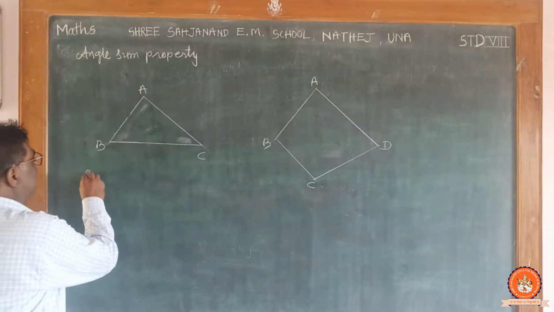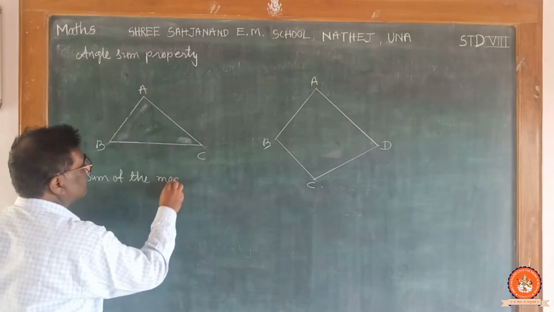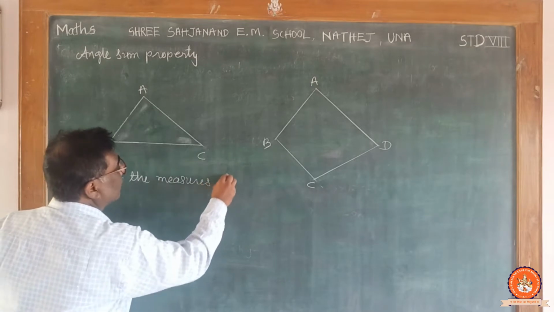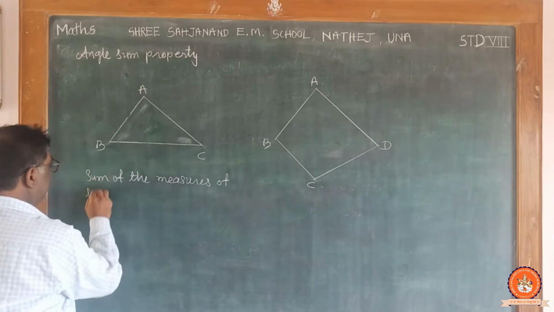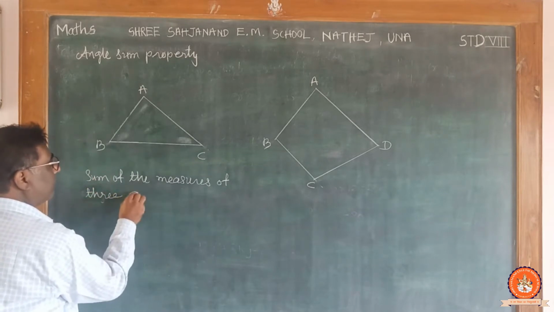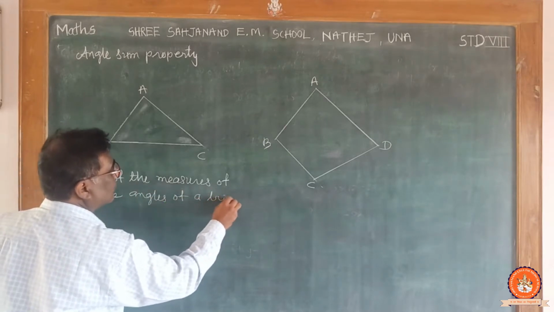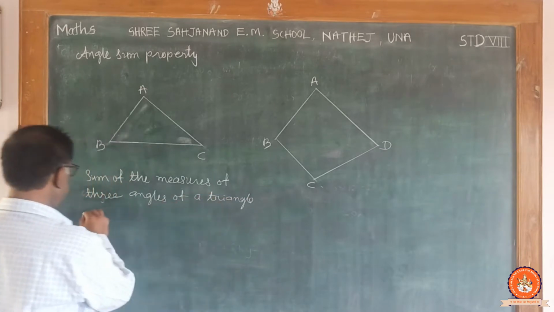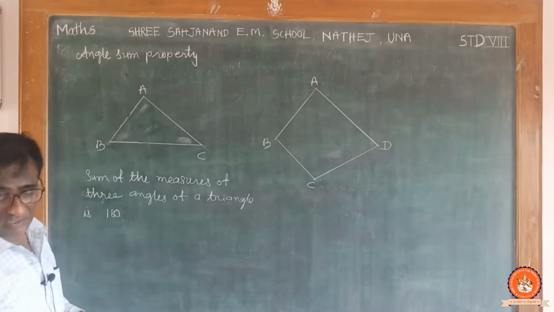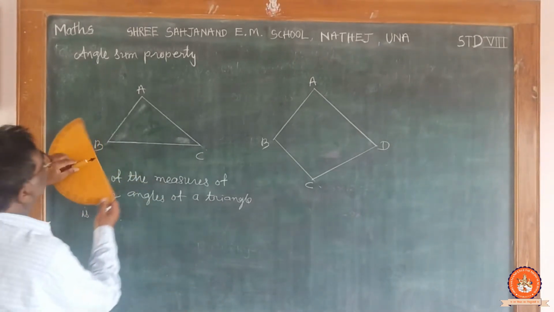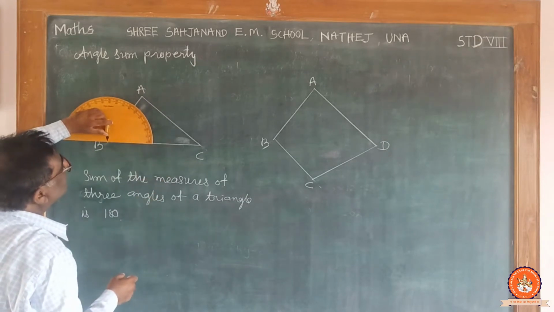See, you know that the sum of the measures of the three angles of a triangle is 180. Okay, you have learned this in earlier classes. If you try to find out the measures, look at it. This is how you can find the measures.